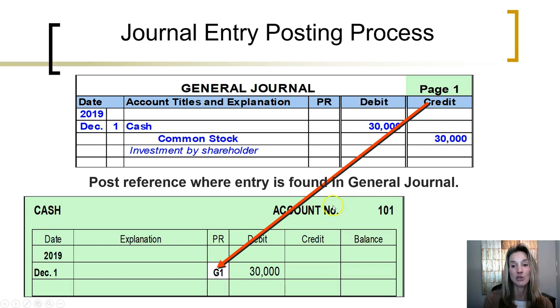We then need to record where that debit came from. This debit came from the general journal, page 1. We are going to put a little abbreviation G for general journal and the page number. This is the post reference column. This is the column that tells us where this posting reference is from.